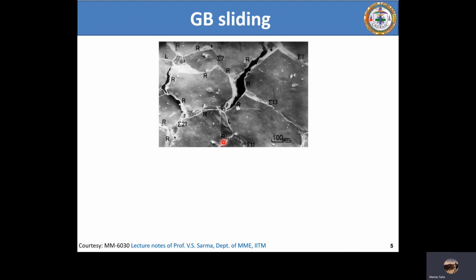What we can see is that random high angle boundaries may easily slide and undergo preferential fracture. If you look at all the R's, the random high angle boundaries, there is a huge chance that this crack, which is propagating all the way through the random high angle boundaries, will continuously propagate throughout the entire network, and this will ultimately lead to preferential fracture.